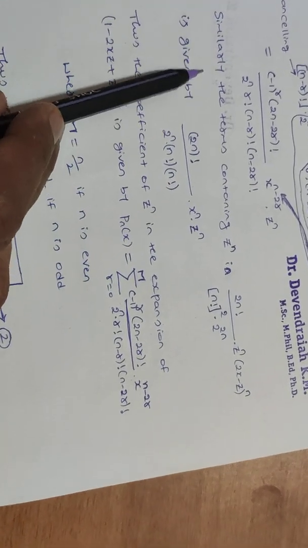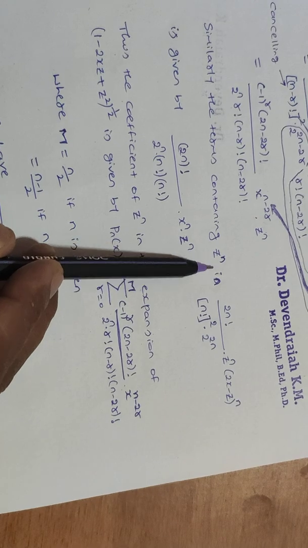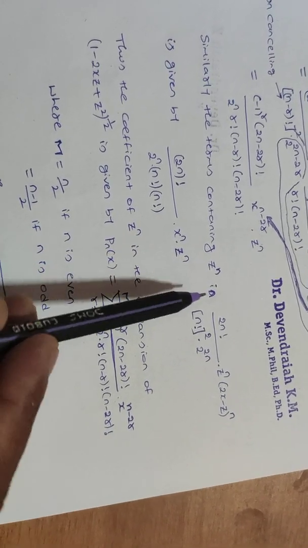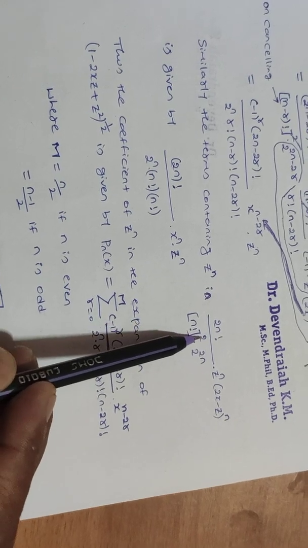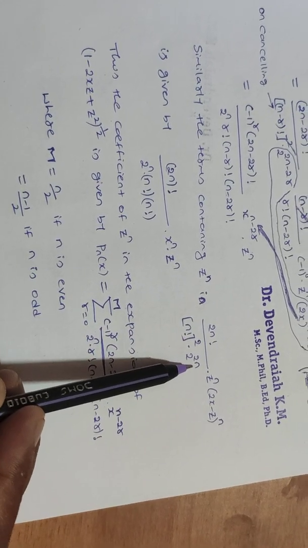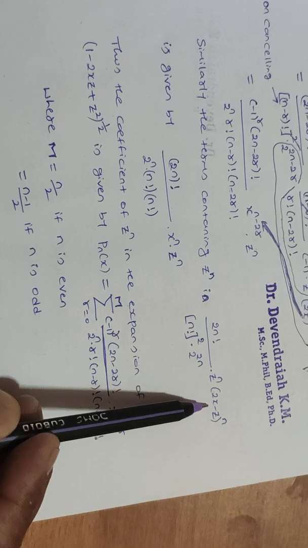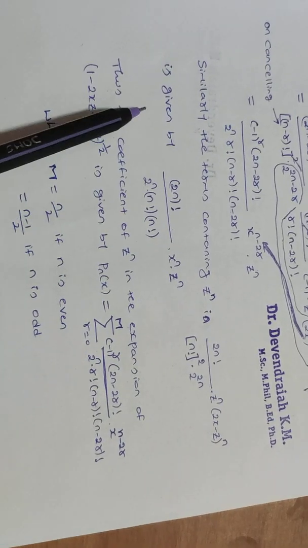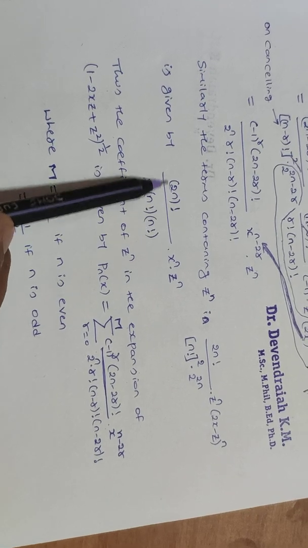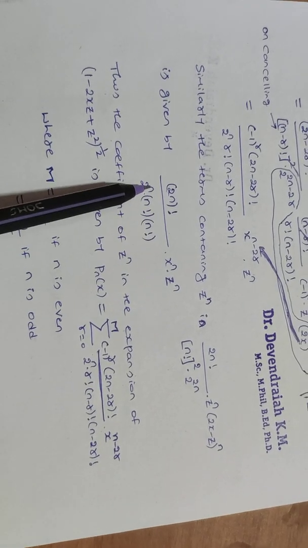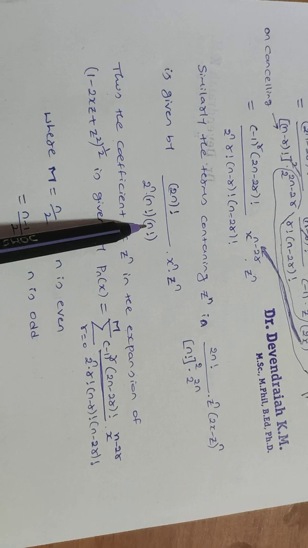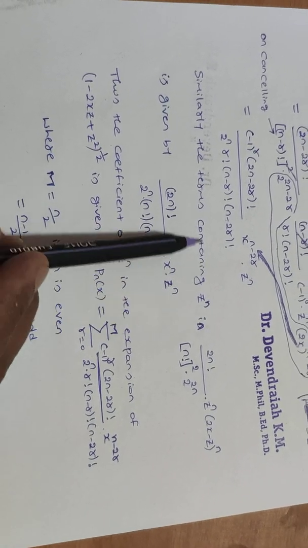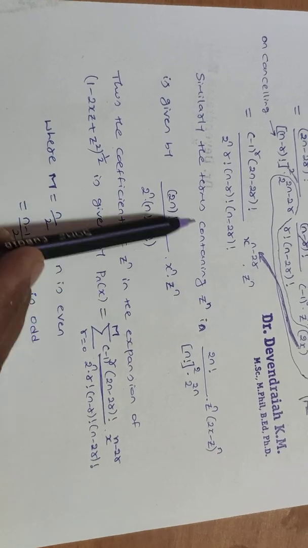Now similarly, the term containing z to the power n is (2n)! divided by (n!)² into 2 to the power 2n into z to the power n into (2x − z)^n, which is given by (2n)! divided by 2 to the power n into n! into n! into x to the power n into z to the power n. Observe equation 1, we observe this.